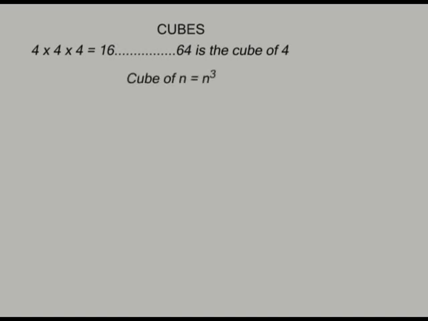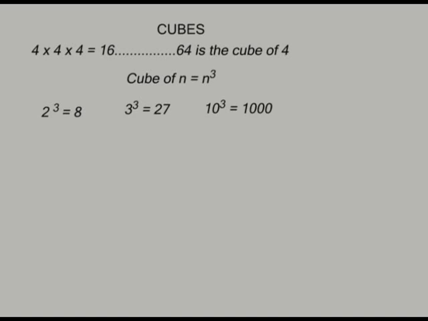When a number is multiplied by itself 3 times, the product is called its cube. For example, 4 times 4 times 4 is equal to 64. We say that 64 is the cube of 4. The cube of a number n is given as n raised to power of 3. And so 2 cubed is equal to 8, 3 cubed is 27, and so on and so on.